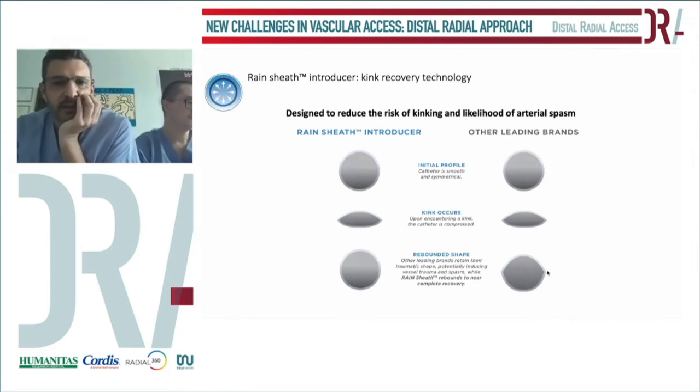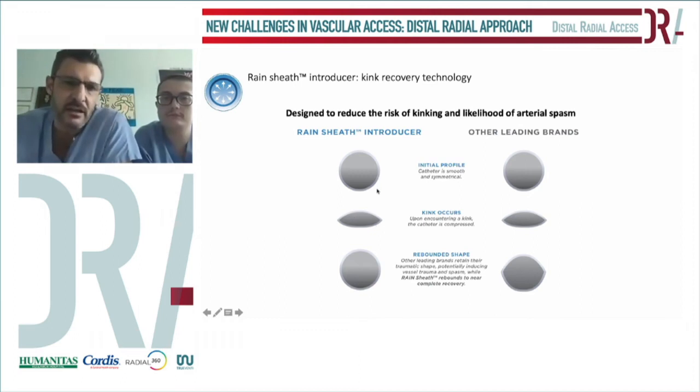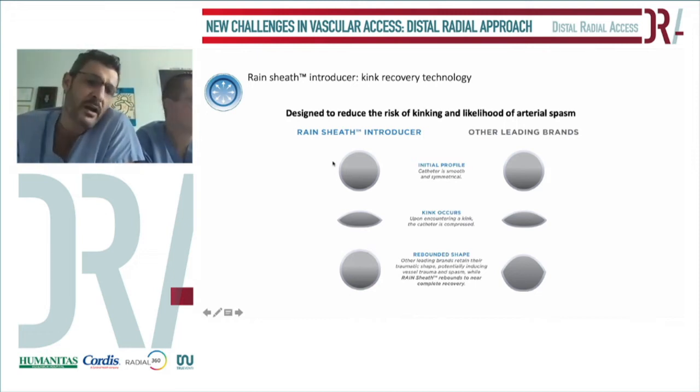This is the concept of the kinking. This is what happened with the kinking. If we experience a kink of the introducer, that could happen. The rebounded shape is very, very good for the sheet. So this is one of the most advantages of this kind of sheet.